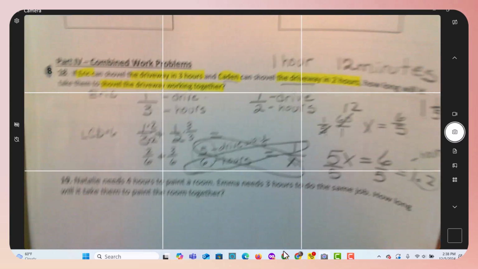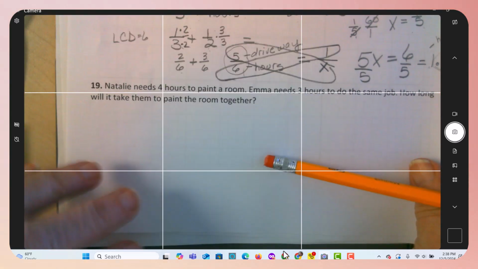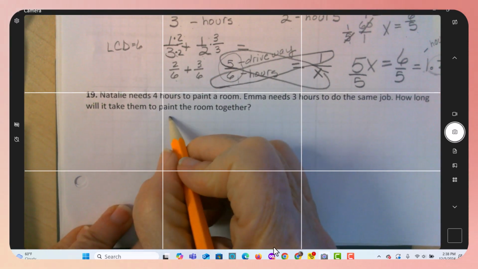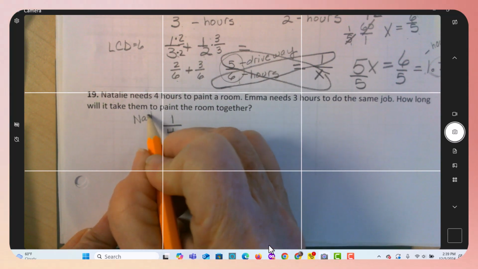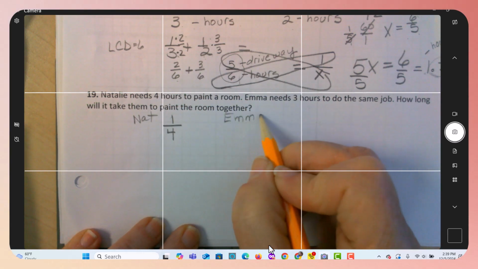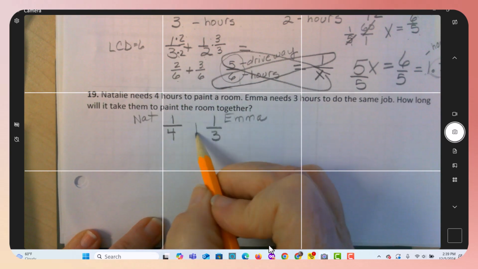All right, let's try another one. Natalie needs 4 hours to paint a room. Emma needs 3 hours to do the same job. So 1 room in 4 hours, that's Natalie's rate, and Emma's rate is 1 room in 3 hours.